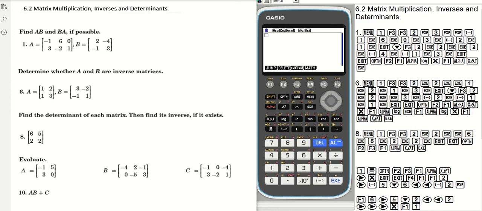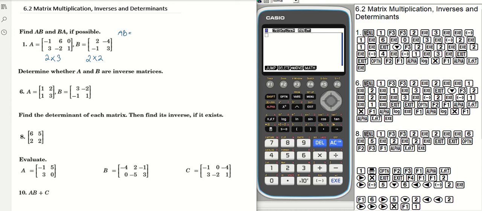Matrix A has 2 rows and 3 columns. Matrix B has 2 rows and 2 columns. Let's check if these 2 matrices can be multiplied together. Let's say A multiply B.